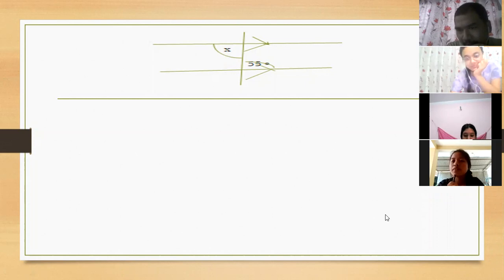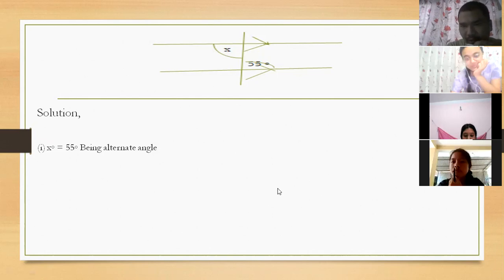Simrika, can you tell? Sir, 55 degree. Yes, very good. 55 degree, because they are alternate angles, and alternate angles will be equal. As I told you, alternate angles will be equal when this pair of lines are parallel. The arrow given means these two lines are parallel, and these alternate angles will be equal. Okay, children?